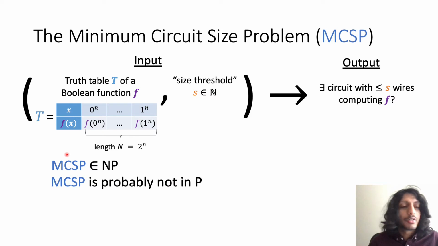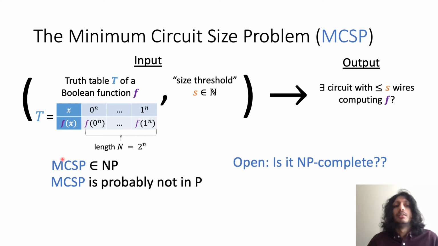What is more difficult to see is that MCSP is probably not in P. It turns out that if one-way functions and all that great cryptographic stuff exists, then MCSP cannot be in P. And this is non-trivial to see, and I won't go into it so much, but what I would like to emphasize is that we have this problem MCSP, it is in NP, it's probably not in P. Probably the most natural question to ask is, is it NP-complete? And that question is kind of the motivation for this talk and this work.